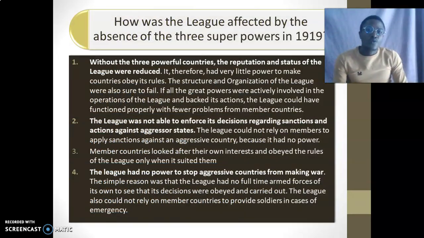Now we want to look at how the League was affected by the absence of the three superpowers in 1990.